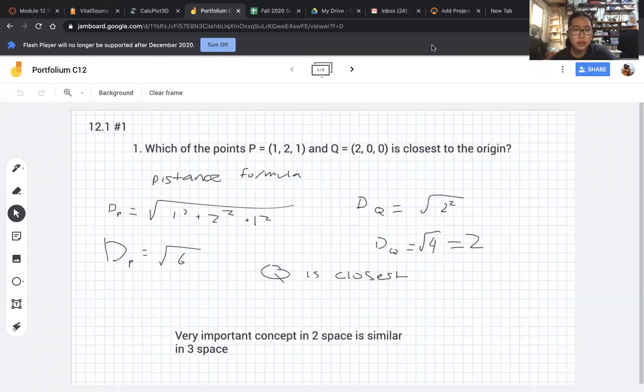The distance formula in three space is almost exactly the same as it is in two space. All we have to do is add on the z component, z1 minus z2 squared, and we can calculate the distance in the same way that we would in two space.